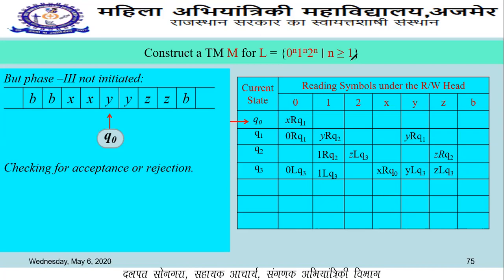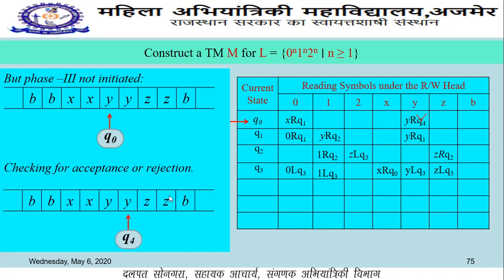For this we write new transition functions. Whenever we read y at q0, that y is replaced by y, and we take the right hand side turn and change to state q4. When we apply this transition at this situation, we move to the next situation like this. I hope you understand.